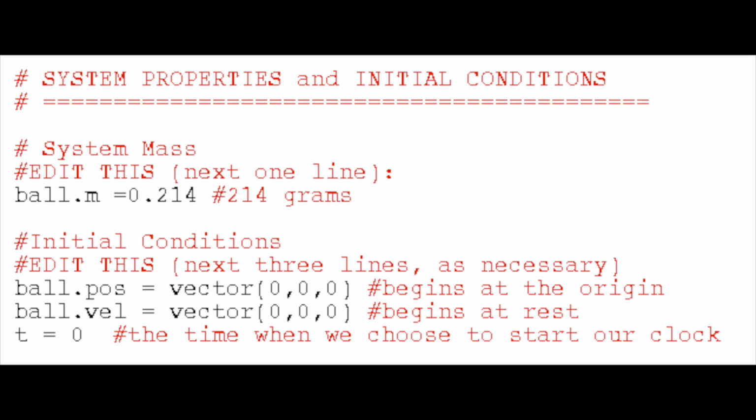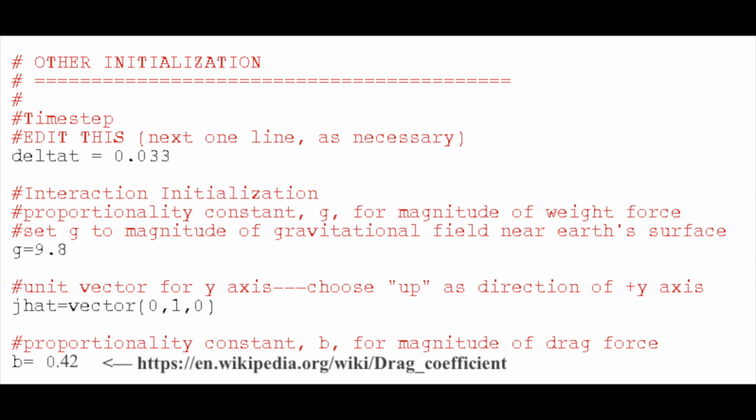To start off our computer model, we need to define some initial conditions that we discussed previously in the video. Just like in the tracker data, our delta t will be 0.033 seconds. The gravitational constant g, as well as the j-hat position vector, are also defined here.